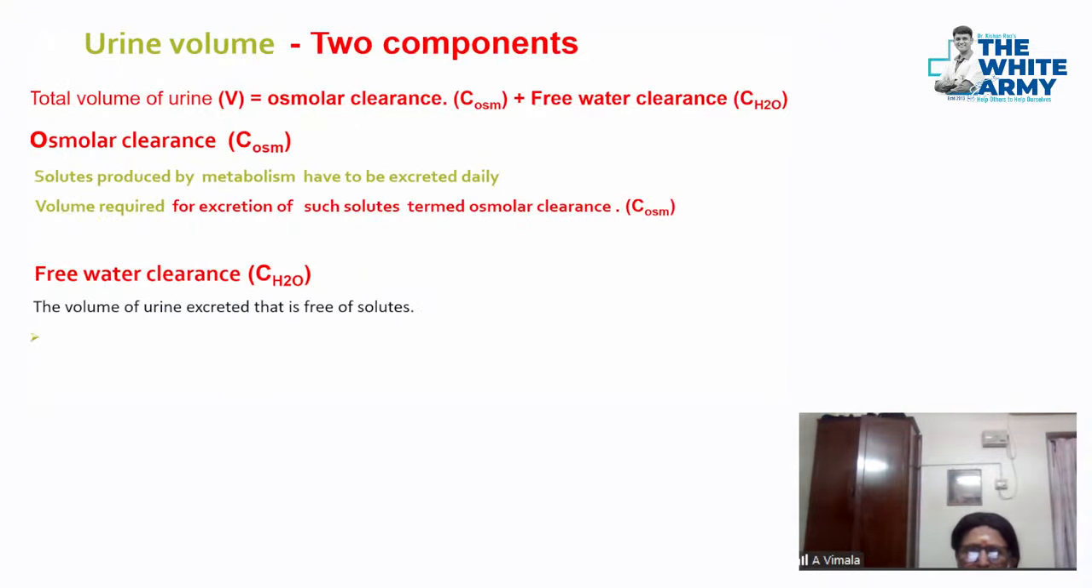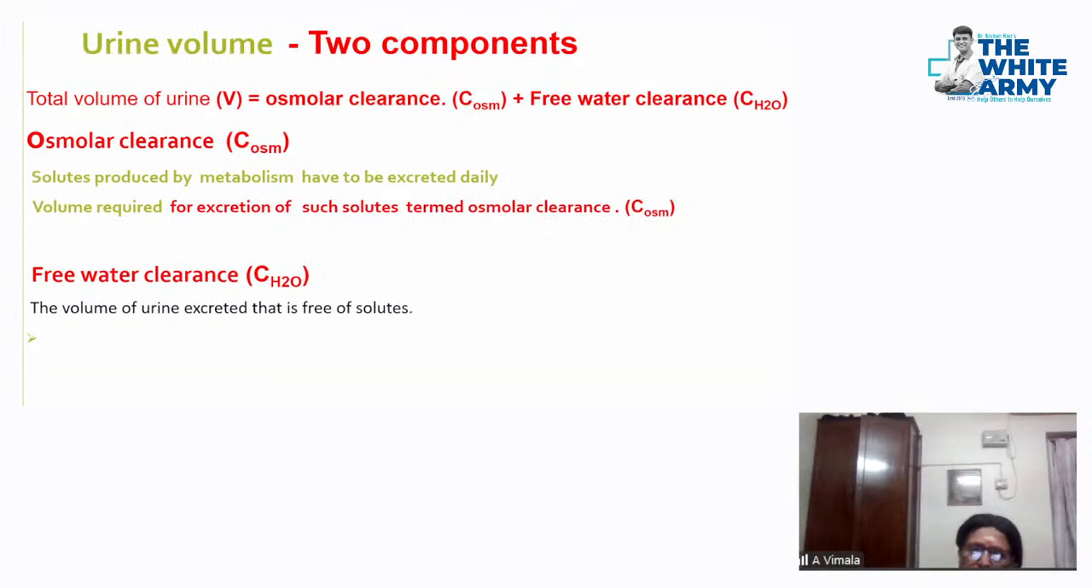So when we say urine volume, the volume of urine is composed of two parts. One is osmolar clearance, which we'll be discussing soon. And the second will be free water clearance. What do you mean by osmolar clearance? See, if you and I take 10 grams of glucose, to maintain homeostasis, this 10 grams has to come out of your system. So how does this 10 grams come out? It cannot be passed as sugar, isn't it?